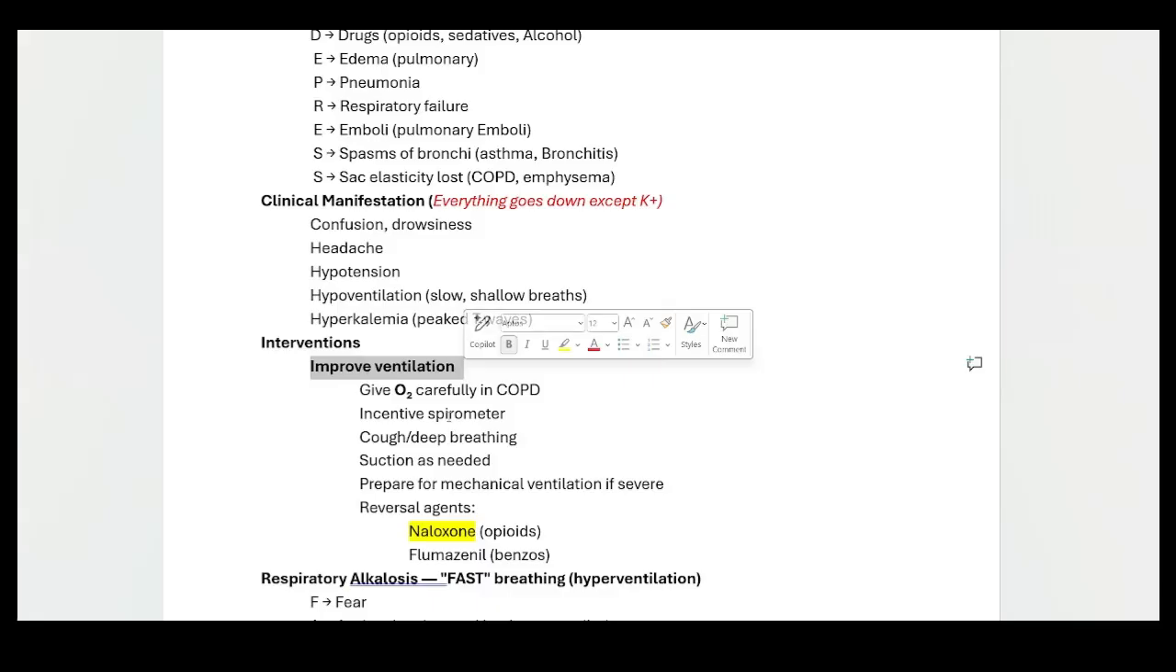But when you are giving oxygen, you need to be more careful. You need to be more careful because in the case of COPD, when you give too much oxygen, you are going to force their respiratory drive to go down, and therefore you might lose your patient. So be careful when you are giving oxygen.